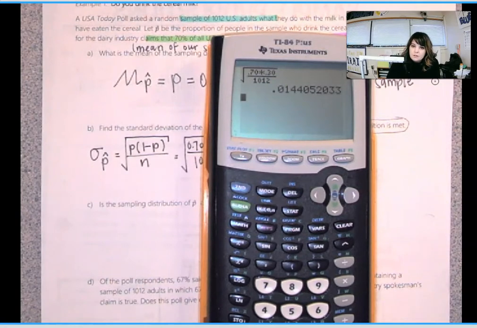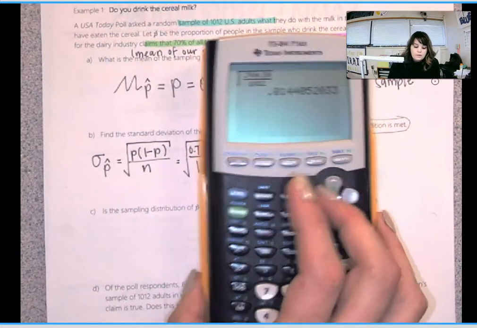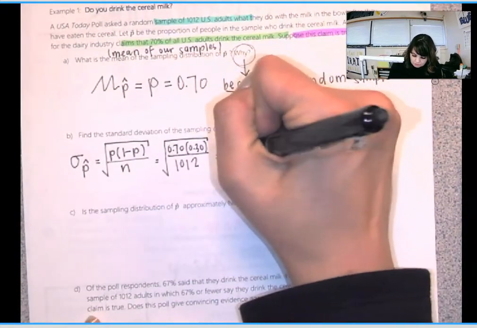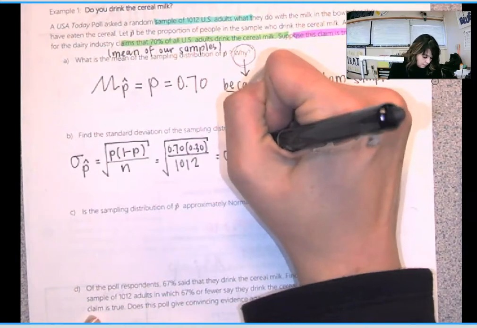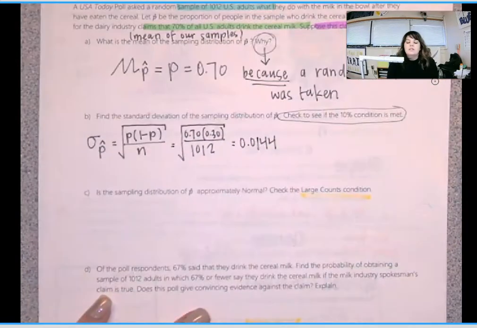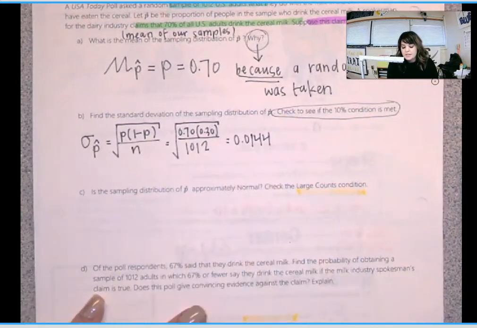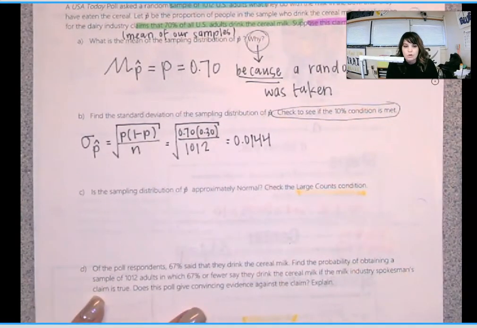And that gives me a standard deviation of 0.0144. Remember, there is no rounding convention. So you basically just round to whatever you feel the most comfortable with. I usually on standard deviation go 3 or 4.